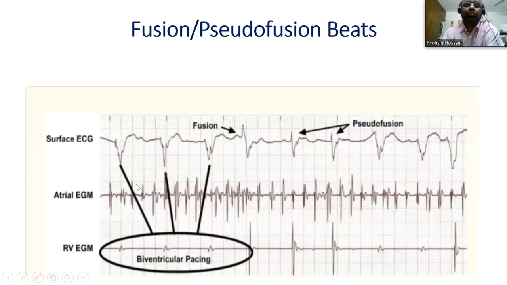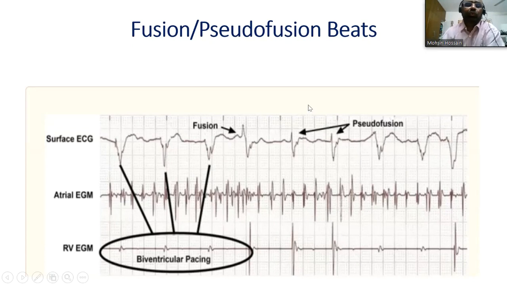In this example, on the surface is at the top, in the middle is the atrial electrogram, and at the bottom is the ventricular electrogram. So it is biventricular pacing. You can see atrial fibrillation is going on, and there is a pacing spike. This pacing QRS complex is different, and this complex is different. This is the pacing beat, this is the pseudo fusion beat, and this is the fusion beat, in between the capture and the sinus beat, and this is again the capture beat. So pseudo fusion we can find in the ECG.